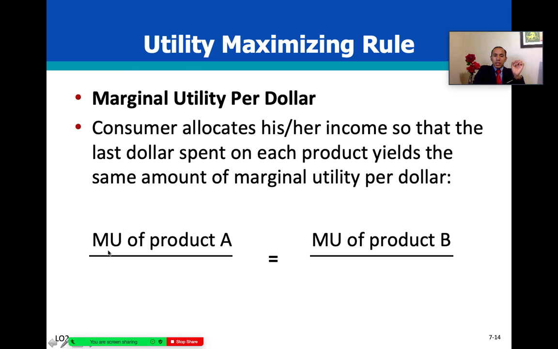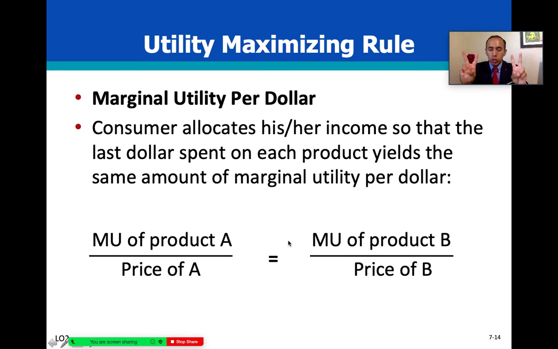The marginal utility, this is marginal utility, not utility, this is important. The marginal utility of good A and the marginal utility of good B both have to be equivalent when you divide them by the price of good A and the price of good B. Notice that this is marginal utility, not total utility, not utility by itself. It's marginal utility divided by the price of the good.